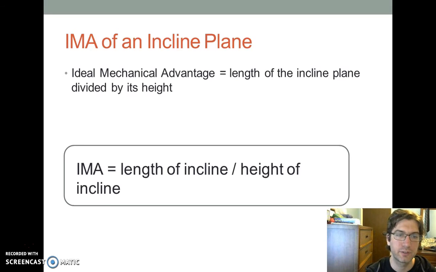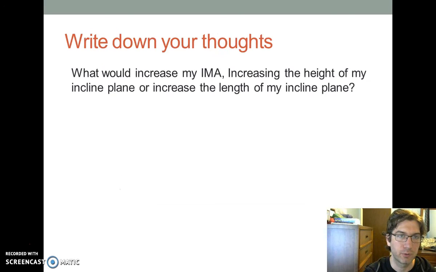But for an inclined plane, this is going to be equal to the length of the inclined plane divided by the height of the inclined plane. And again, you can think about it. The force that you need to exert over the distance of that plane would be the length. And then if you didn't use it, that would be kind of like the height, just moving up the height. So that's your IMA of an inclined plane.